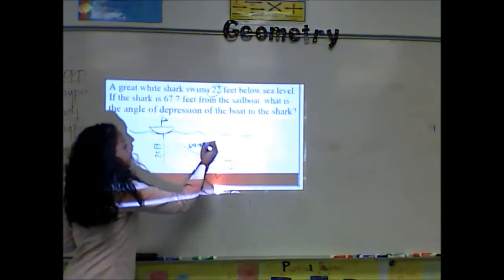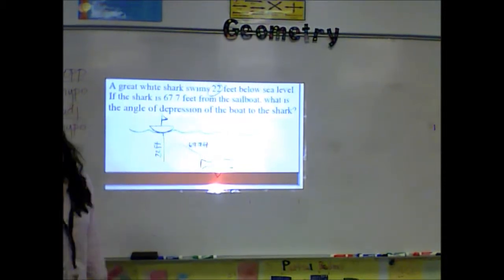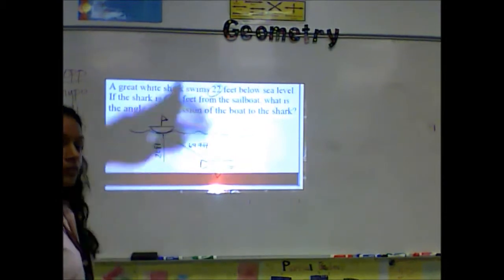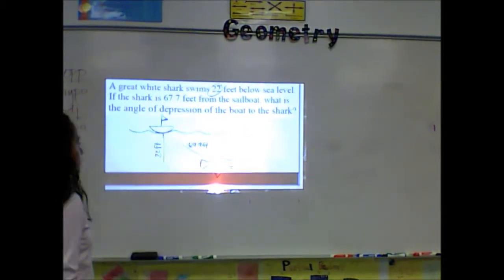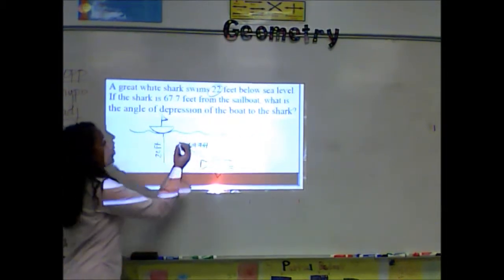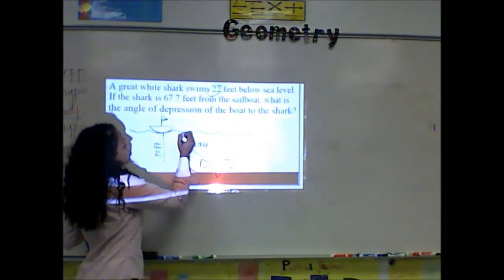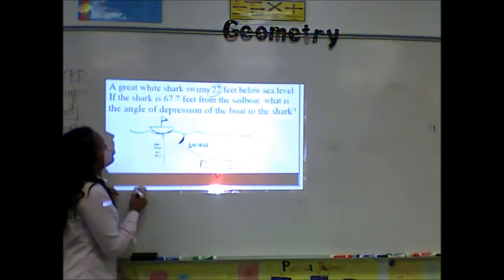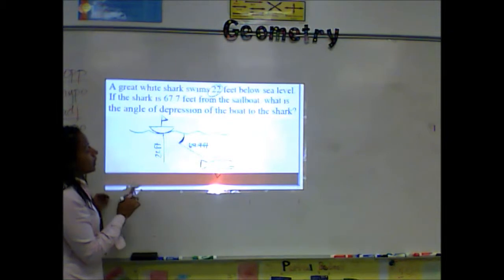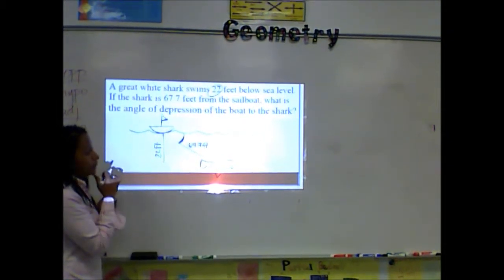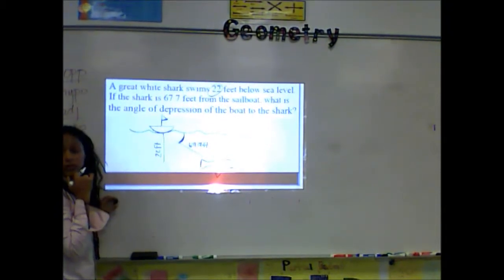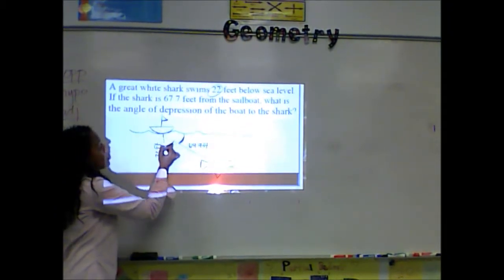Now, is the angle of depression inside the triangle or outside? Is it always inside or outside? Outside. So we're looking for the angle of depression, this right here. What are we going to look for in order to get this? What do we need? The angle on the inside. All right, so we're looking for this.